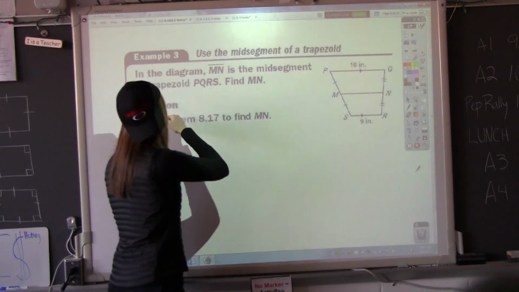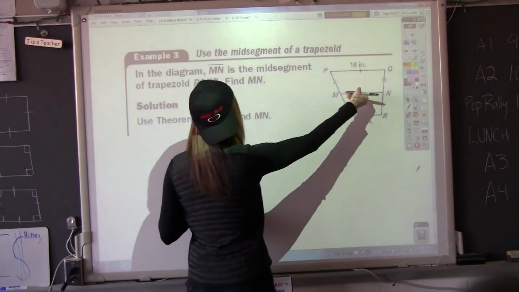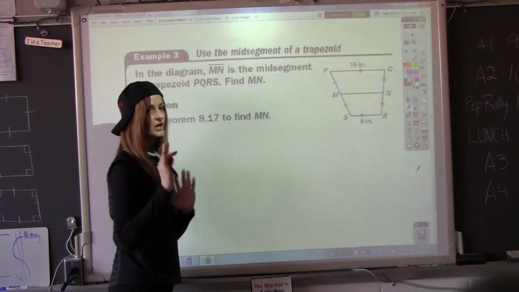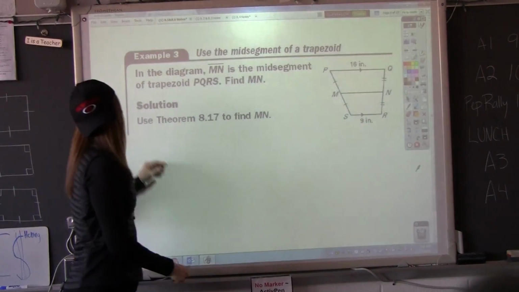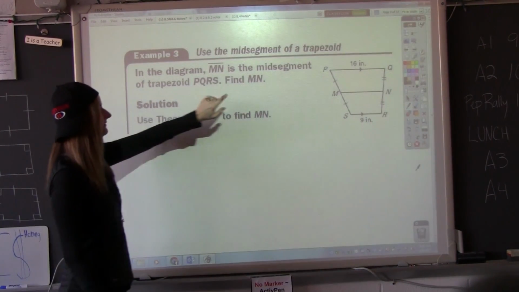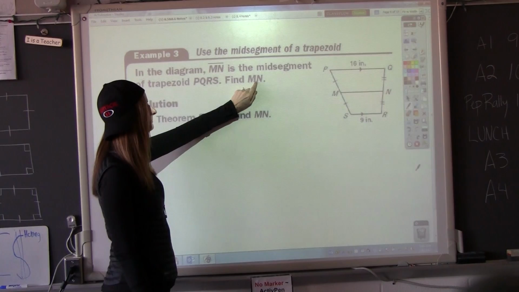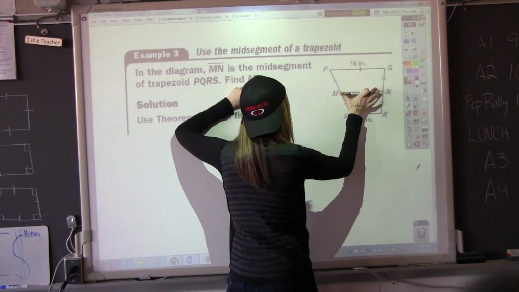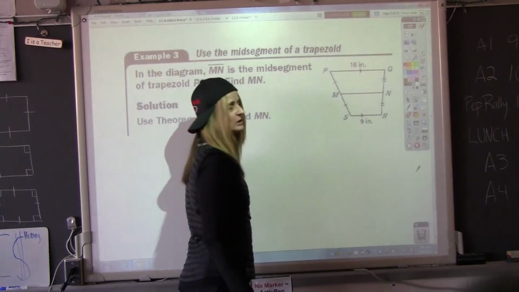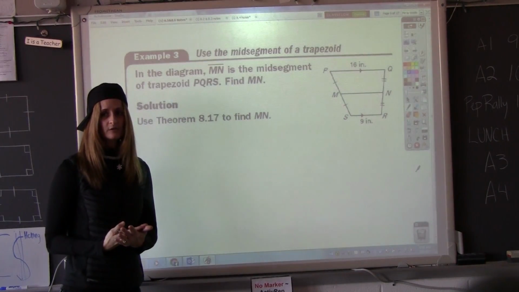So here in the diagram, MN is the mid-segment. They tell you it's the mid-segment, so you know it's directly in the middle. This is asking you to find the length of MN. So, it's really just the average of those two numbers. So, go for it. You guys got calculators?